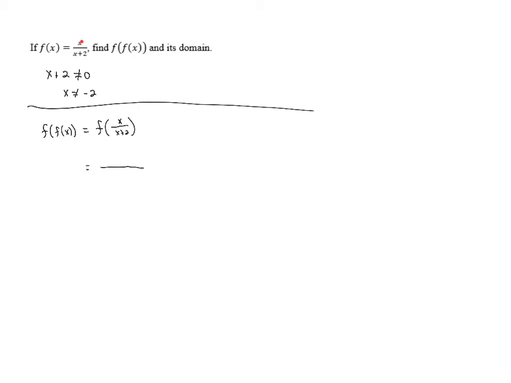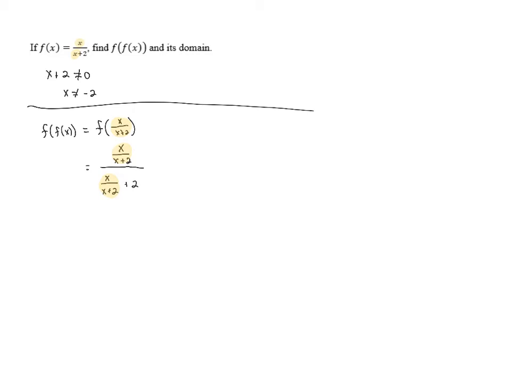So the numerator here is going to be x over x plus 2. And the denominator is going to be x over x plus 2 plus 2. Just really quickly here, in f of x, wherever we see an x, we have to replace it with x over x plus 2. That's what's going on here. Hopefully some of this highlighting is making things a little bit more clear where certain things are coming from.